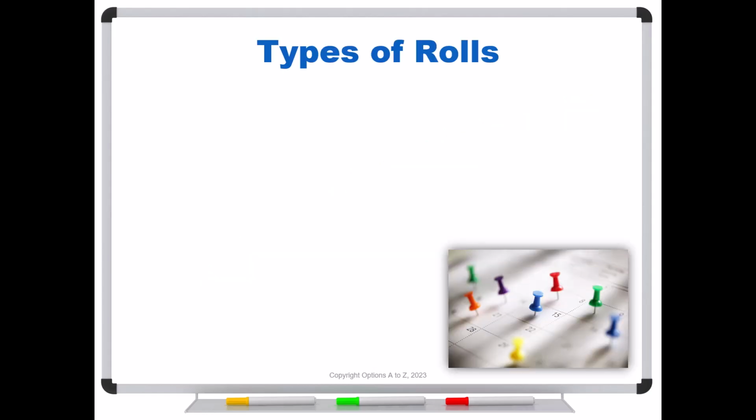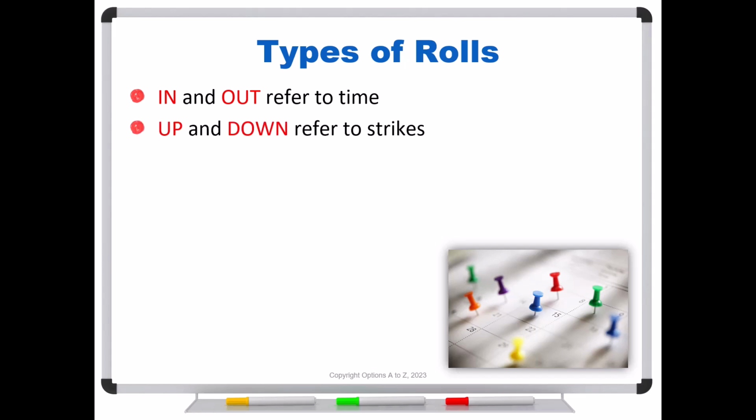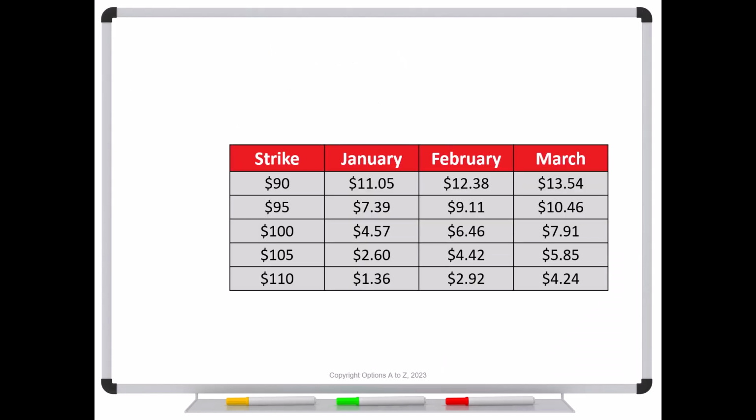In the options market, we have a couple of ways we can roll an option. You can roll them in and out, and that refers to time. You can also roll them up and down, which refers to strikes. So for example, let's take a look at a quote board or an options chain that you will see on a typical broker's platform. And there you're going to see expiration months across the horizontal and your strikes along the vertical. So if you roll in this direction, you are rolling out.